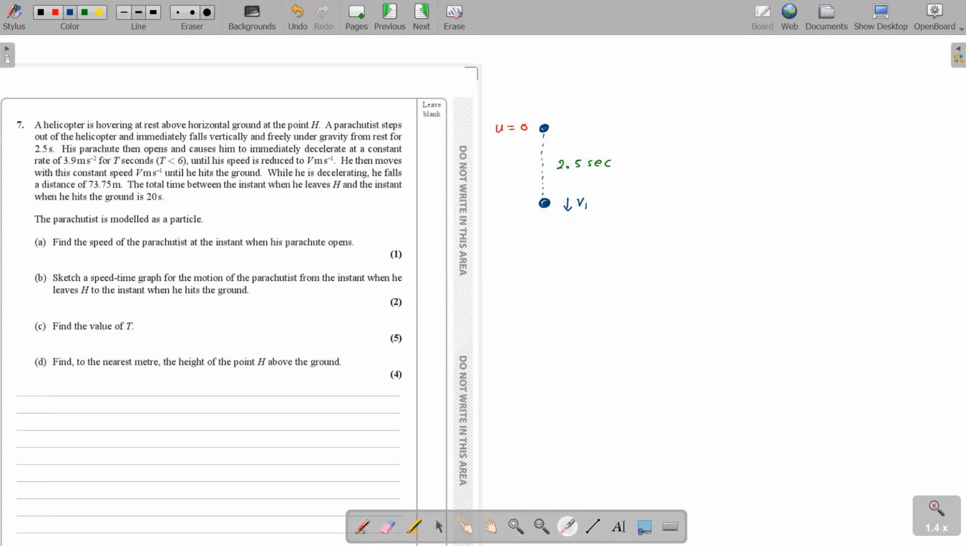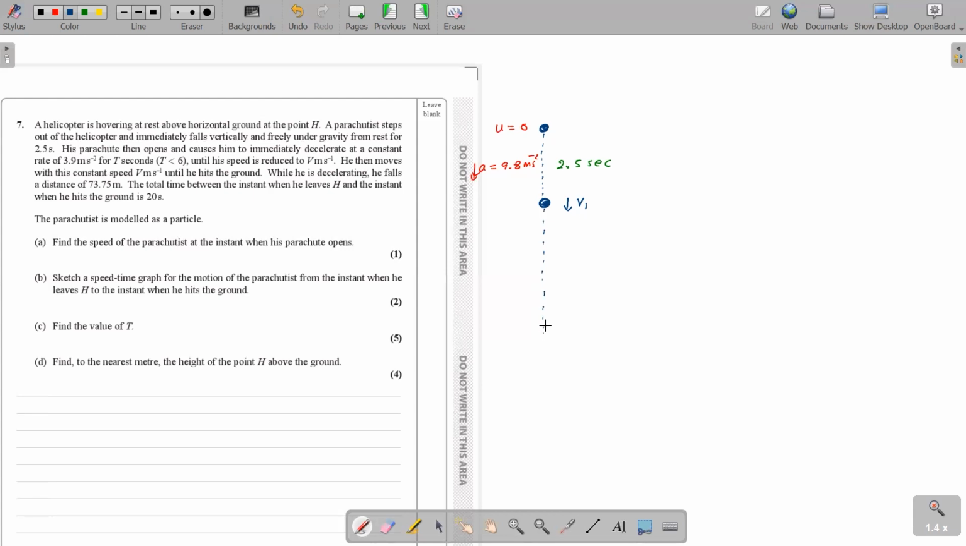You need to realize that in the first 2.5 seconds he's falling freely under gravity. What acceleration does he have, by the way? He has the 9.8 acceleration, right? So the acceleration here is 9.8 m/s². In this section, he achieves the speed V1 and now the parachute opens. So when the parachute opens, how does the next part of the journey go?